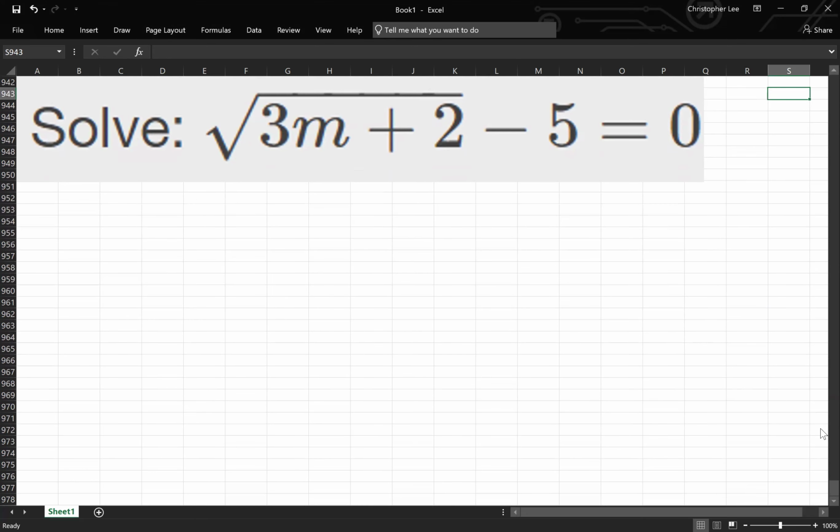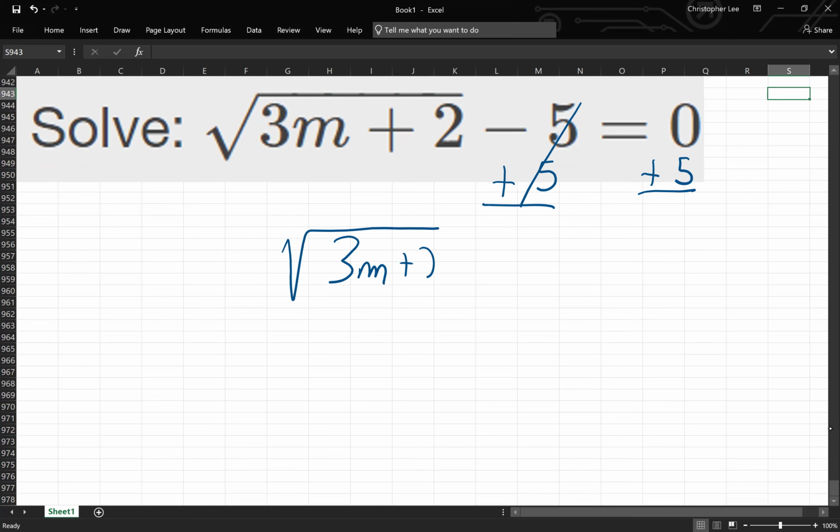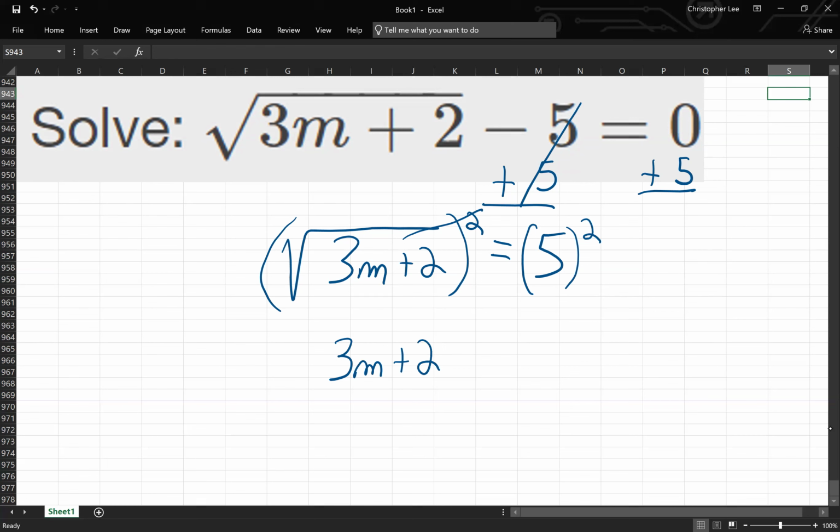All right, let's take a look. Again, I want to isolate my variable first, right? So I'm going to add 5 over here, but what I do to one side, I got to do to the other. So now I have square root 3m plus 2 is equal to 5. Now I want to get rid of that square root, so I'm going to square it, but what I do to one side, I must do to the other. So now I have 3m plus 2 is equal to 25.